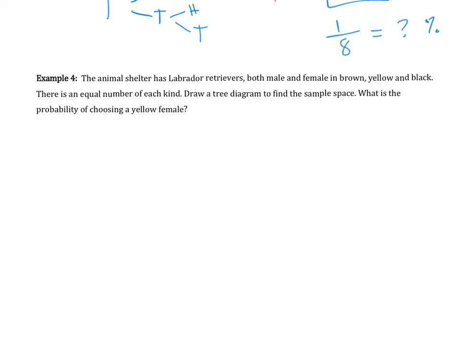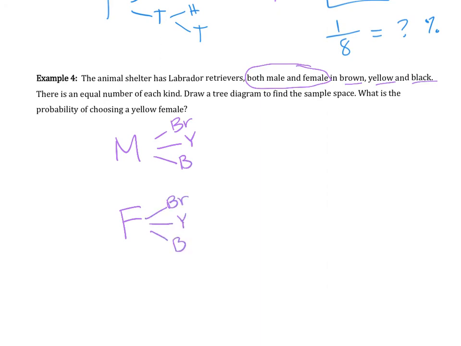All right, last example before you try some. We have Labrador Retrievers. Yay, dogs. The animal shelter has Labrador Retrievers, both male and female, and then you have the choice of brown, yellow, and black. There is an equal number of each kind. Draw a tree diagram to find the sample space. What is the probability of choosing a yellow female? Okay. So male or female. BR for brown, Y for yellow, B for black.